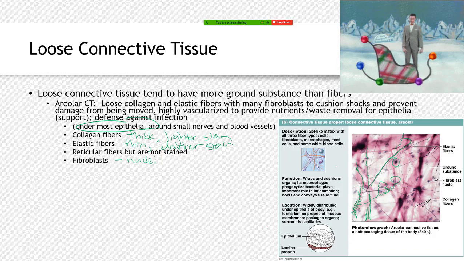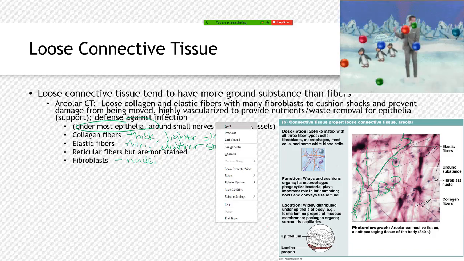If we talk about simple cuboidal epithelium, it's also in the kidneys, so we're also going to have this areolar connective tissue as well. So that's areolar connective tissue. You just need to name one organ. As long as there's epithelial tissue surrounding that organ, most likely they're going to have this areolar connective tissue next to it.